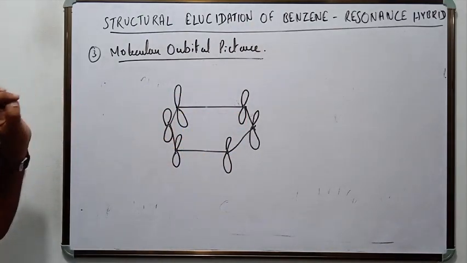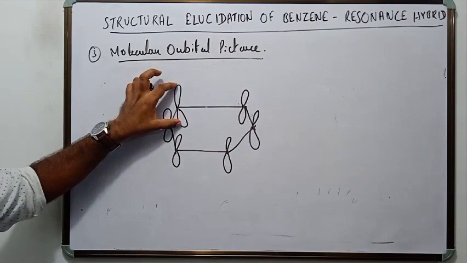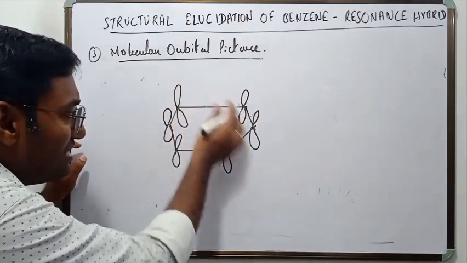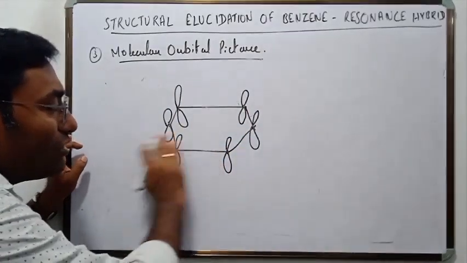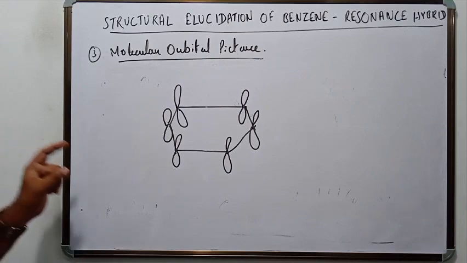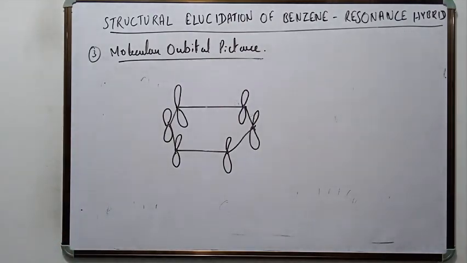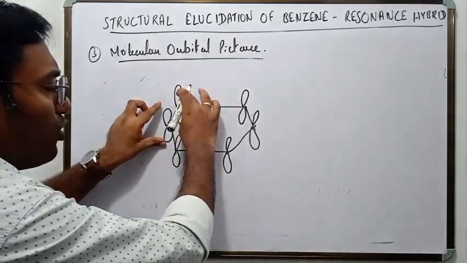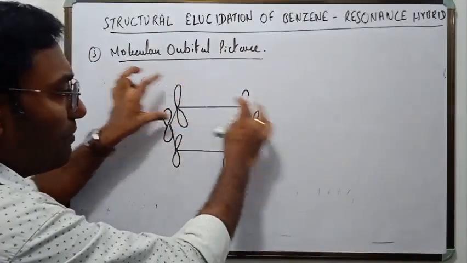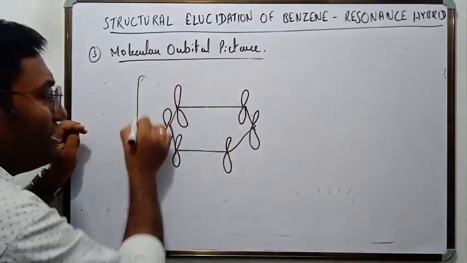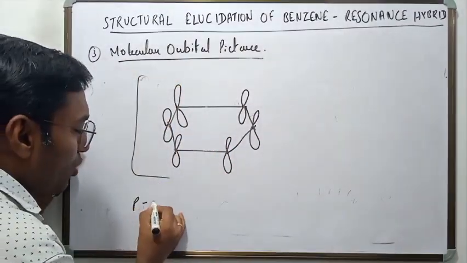That is the reason that the unhybridized p orbitals have one electron each. They are perpendicular to the plane of the molecule. And that provides a perfect alignment for overlapping. Correct? That provides a perfect environment, a perfect alignment for p-p orbital overlap.